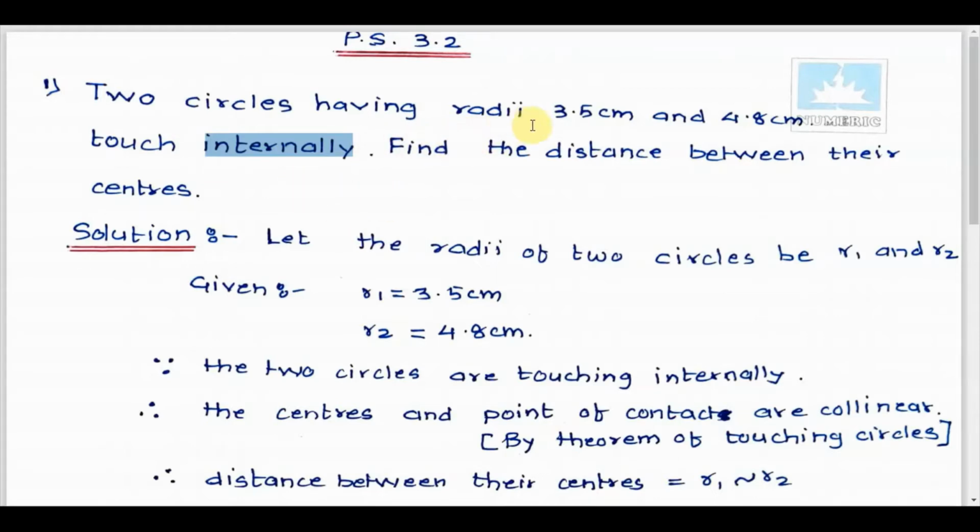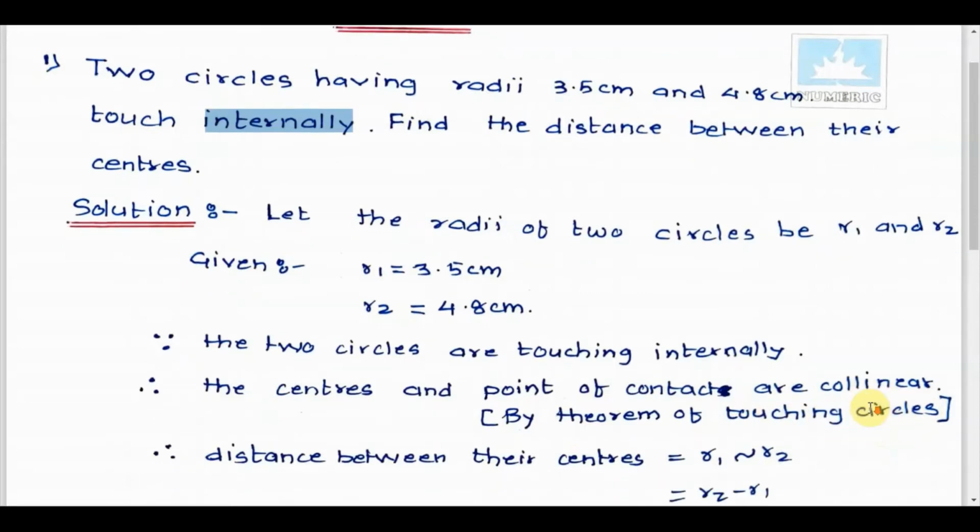Now here they did not mention any center for the circles, so let us consider the radii. Let the radii of the two circles be r1 and r2. Given r1 is equal to 3.5 centimeter, and r2 is equal to 4.8 centimeter. Now since the two circles are touching internally, therefore the centers and the point of contact are collinear. This is because of the theorem of touching circles we have seen last time.